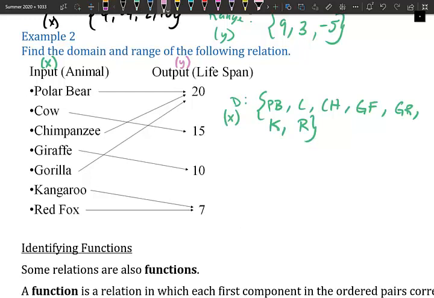Alright, so for our output, our range, it's all of our y values. So we have 20, 15, 10, and 7. We don't care about the arrows, we just write the numbers.